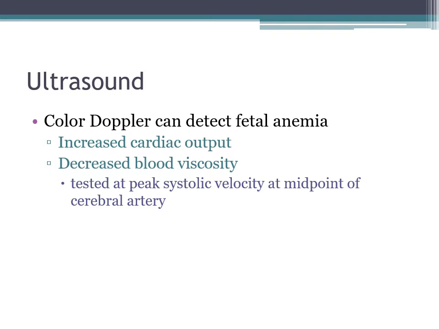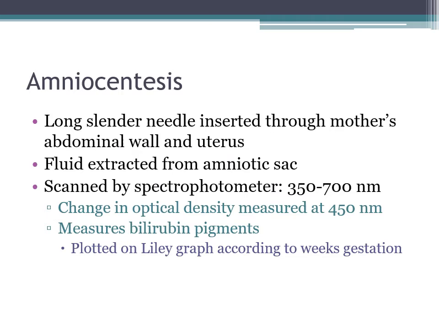With the ultrasound, a color Doppler can detect fetal anemia. We're going to see increased cardiac output and decreased blood viscosity. This is tested at peak systolic velocity at the midpoint of the cerebral artery. With amniocentesis, a long, slender needle is inserted through the mother's abdominal wall and uterus. Fluid is extracted from the amniotic sac and scanned by a spectrophotometer at 350 to 700 nanometers. The change in optical density is measured at 450 nanometers, and this measures bilirubin pigments, and this is plotted on the Liley graph according to the week's gestation.